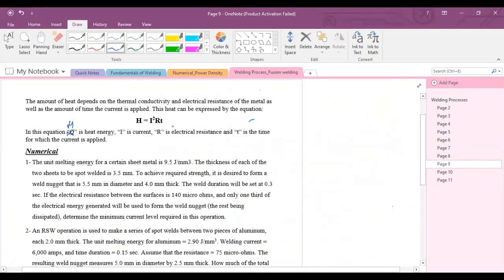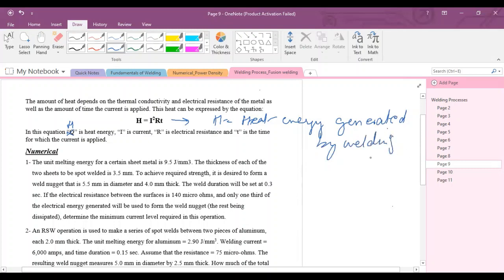The heat energy H is the heat energy generated by the welding process, generated by the electrical current, and this heat energy H will not be completely used for welding.